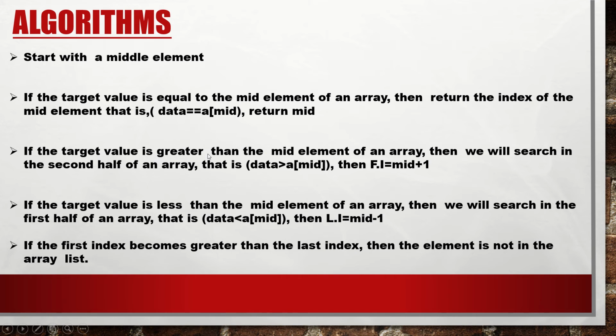Now if the target value is greater than the mid of the array, then we'll search in the second half of the array. That is, data greater than a of mid, then we'll change the first index equal to mid plus 1. I'll demonstrate the working principle very soon. And if the target value is less than the mid of the array, then we'll search in the first half of the array, that is data less than a of mid, then we'll change the last index equal to mid minus 1. So through this algorithm we will apply the searching technique, and we will do the programming.